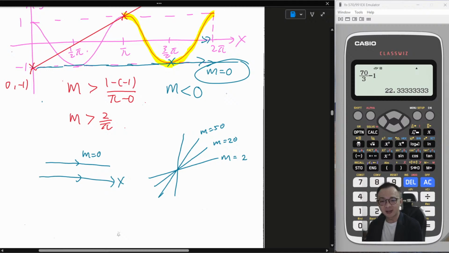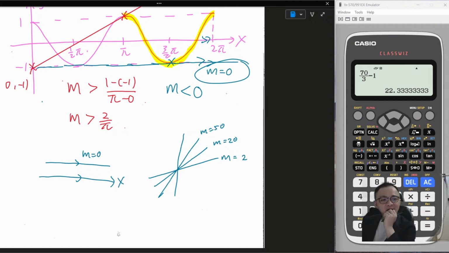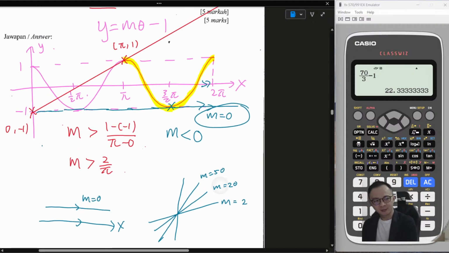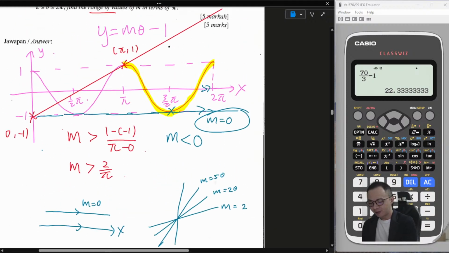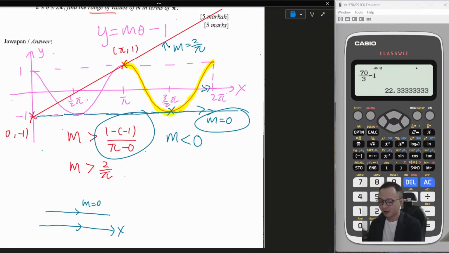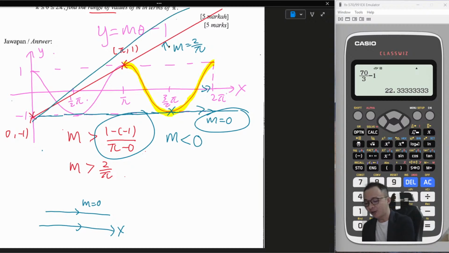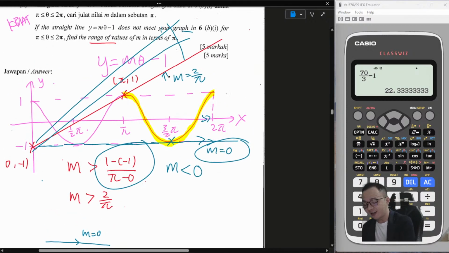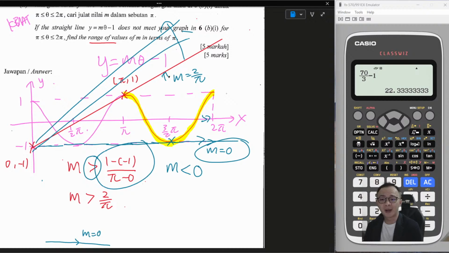Cannot cross multiply the T plus 1. Why can't we cross multiply the T plus 1? Therefore, if I can find this gradient, I mean this line, the gradient is 2 over pi. I apply the gradient formula: y2 minus y1 over x2 minus x1. I want to avoid touching the graph. My gradient is increasing, which means my gradient must be bigger than 2 over pi.